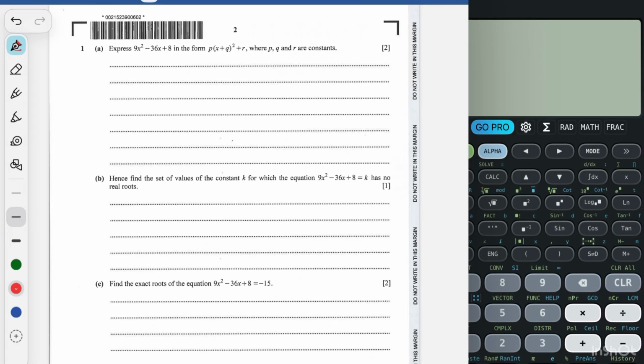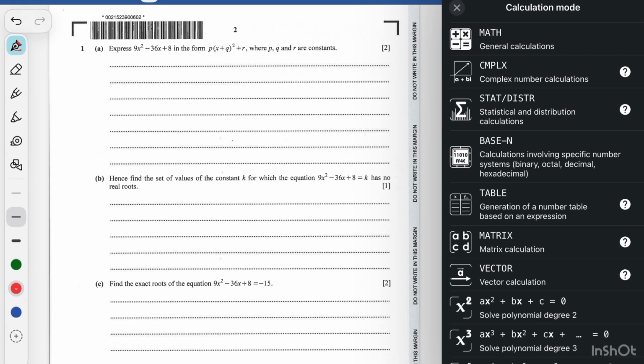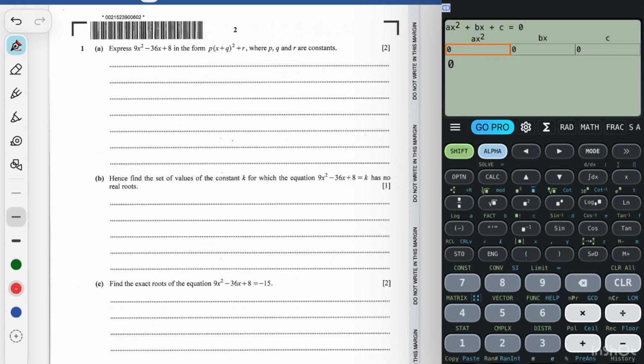Okay, Chris here again. So question 1 is on completing the square. If you've been doing questions from past papers, this used to be 3 marks. Now you see they don't want your working. So there's a better way to do this with the calculator. Your calculator has quadratics, so go to 9, minus 36 and 8.